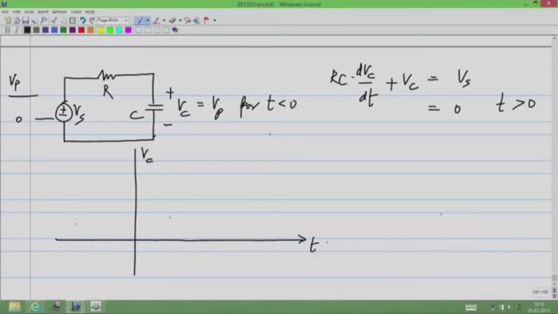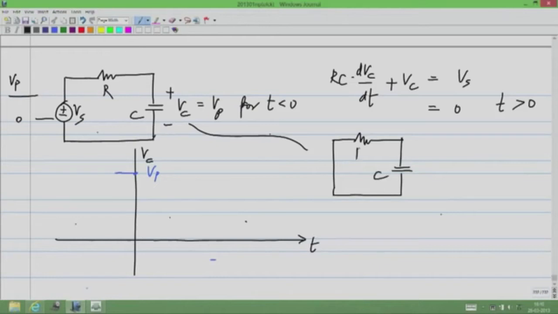So again I plot VC versus time. Like I said initially, VC is at a value Vp. Also, for convenience I will redraw this circuit with Vs equal to 0. With Vs equal to 0 it's a short circuit, and I have this C and R, and the voltage across this is Vp at t equal to 0.